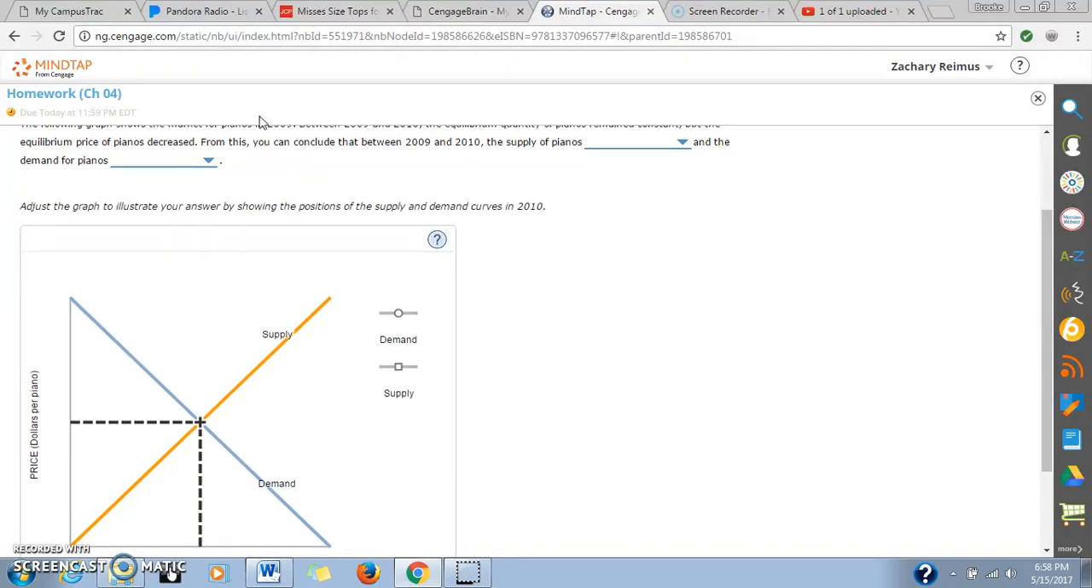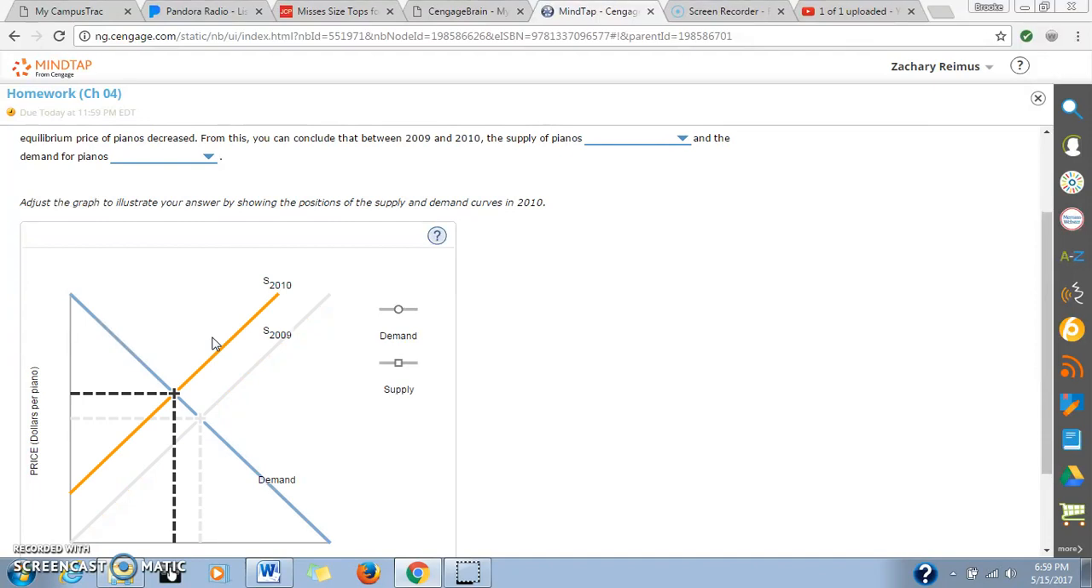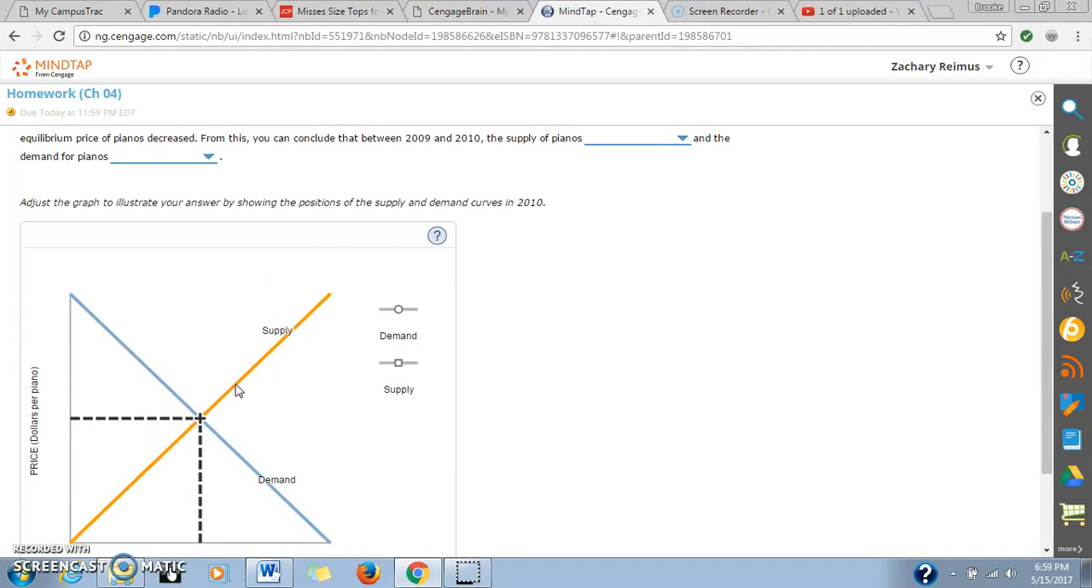So the equilibrium price decreased. So what I'm going to do is I'm going to shift each of these curves in the way that actually makes the equilibrium price decrease. So we'll start with supply. If I shift my supply to my left, I can see that my price increased, so I don't want to shift it to the left. So let's shift it back. And then if I shift it to the right or down, I can see that my price decreased. So that means I want my supply to go down.